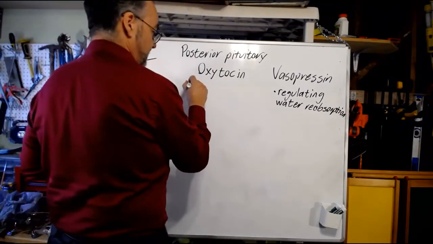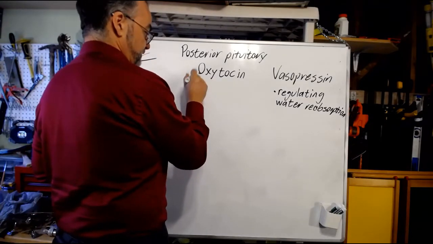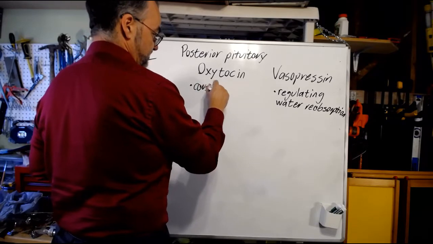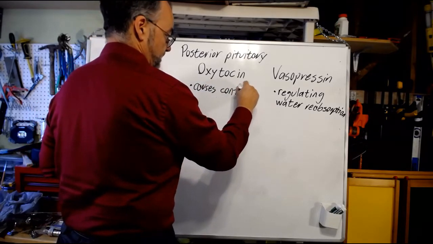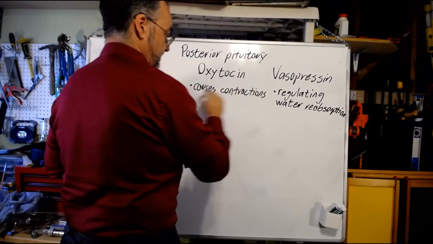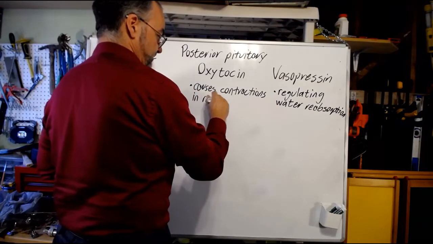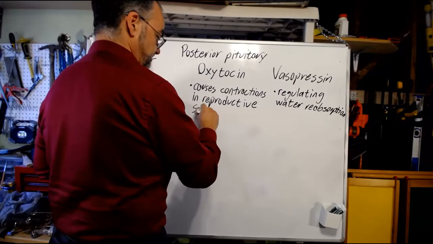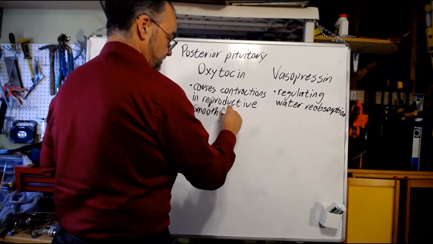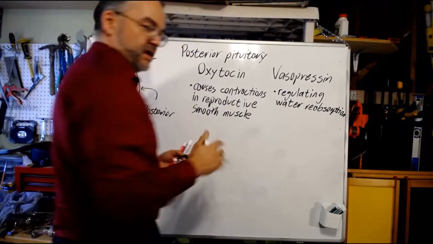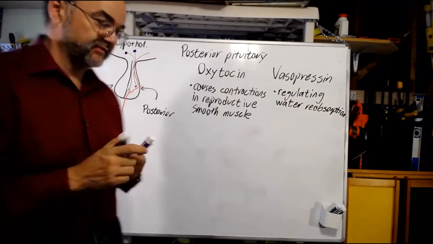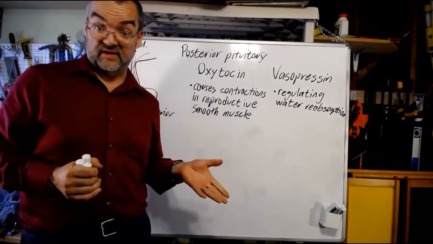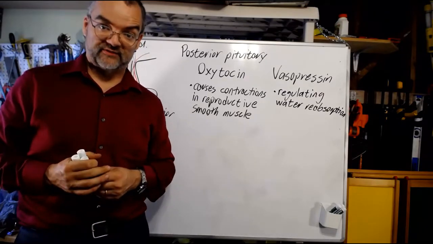But anyway, oxytocin, which is a very similar hormone structurally, these two are closely related. Oxytocin has a couple of main functions. One, it causes contractions in reproductive smooth muscle. We normally think of it as being the hormone that's involved in causing contractions of the uterus during labor, which is true. It is a hormone strongly involved in that.